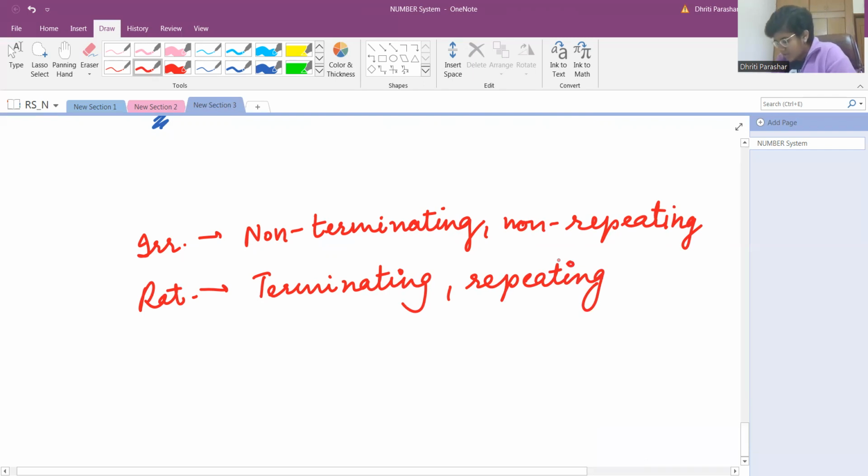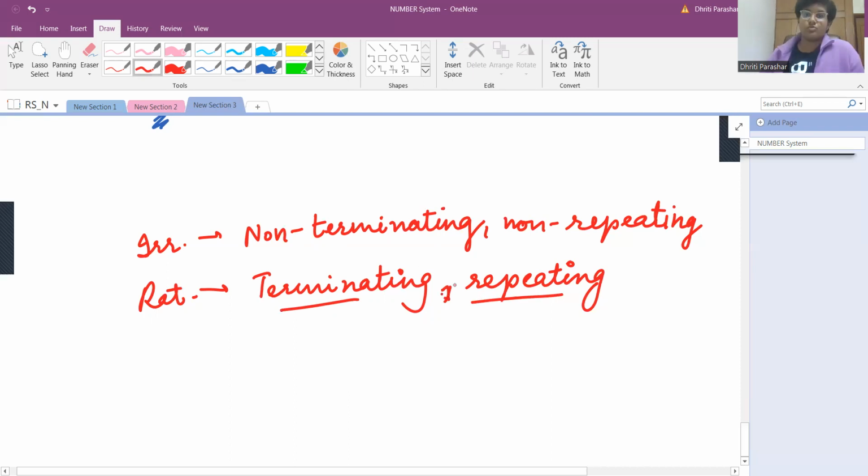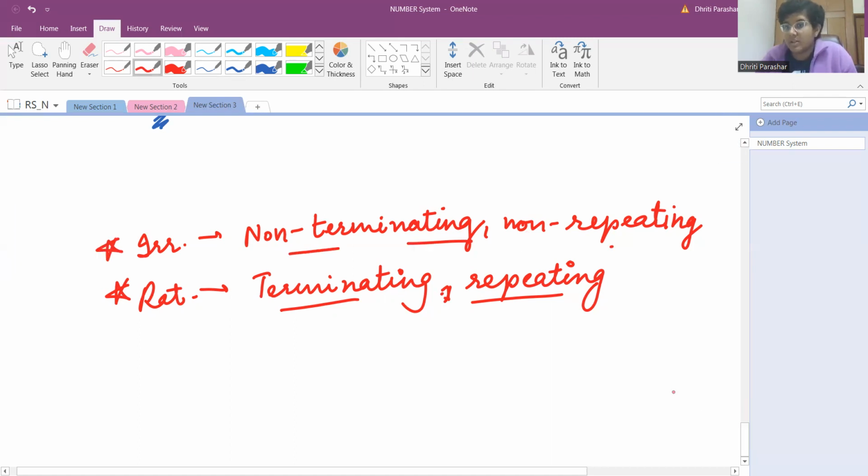If they are terminating, they are rational numbers. If they are repeating but not terminating, even then they are rational numbers. So for rational numbers, even if one of these situations is true, then it has to be a rational number. But for an irrational number, it has to continuously move on and not end. That is non-terminating, and with it, non-repeating. Both statements have to be satisfied when it comes to an irrational number.